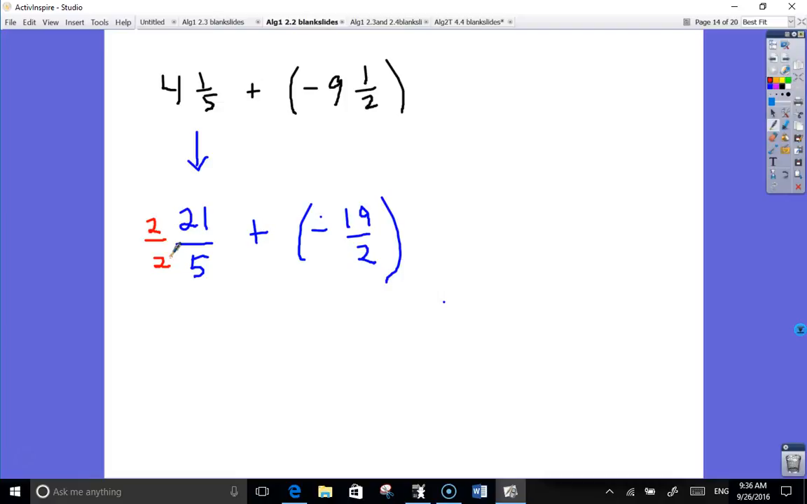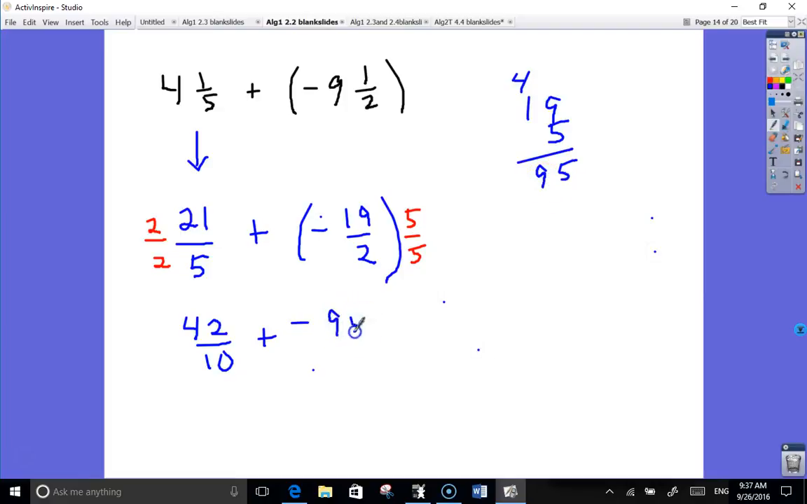Okay, what will we multiply negative 19 halves by? 5 over 5, right? 5 over 5. So go back to blue. Boom, right there. So this is actually 42 over 10 plus negative 19 times 5. How do I do 5 times 19? Right, that's 45 and 95. So this is negative 95 over 10.